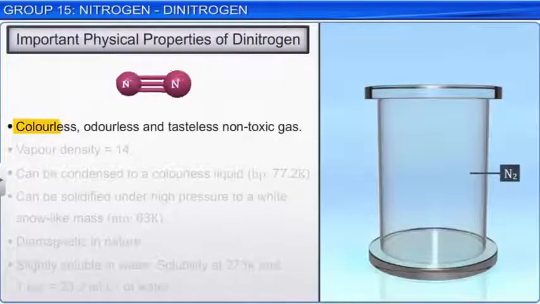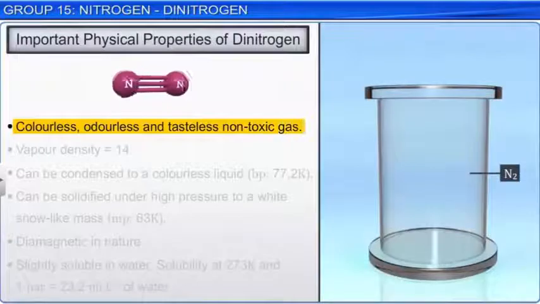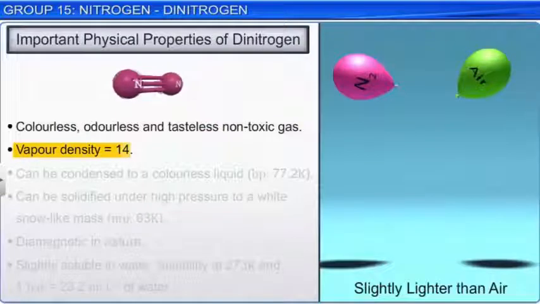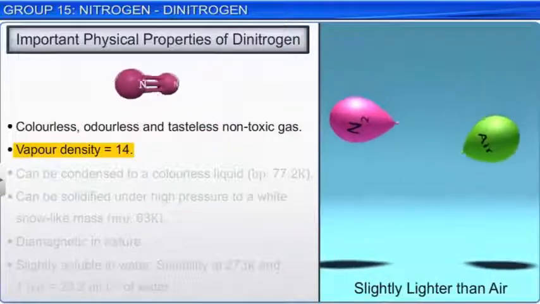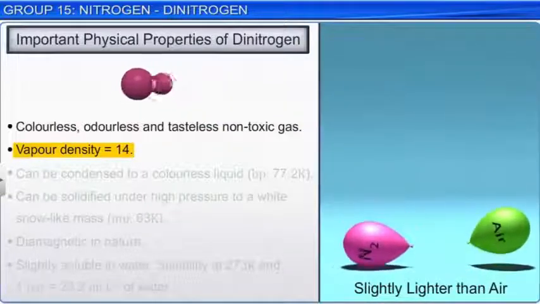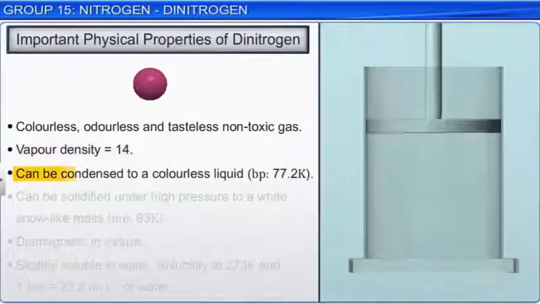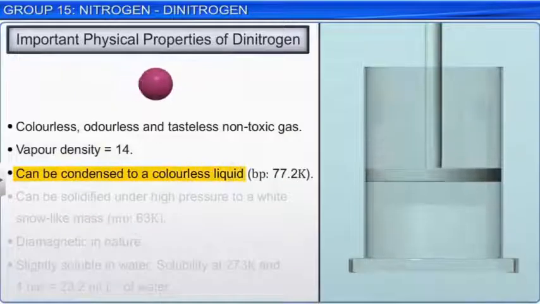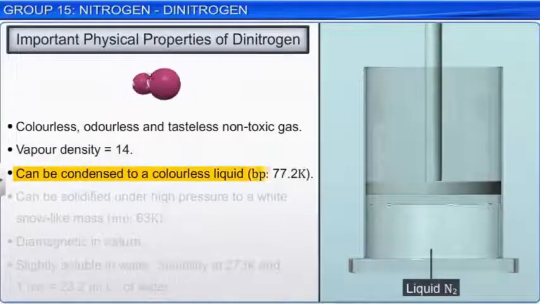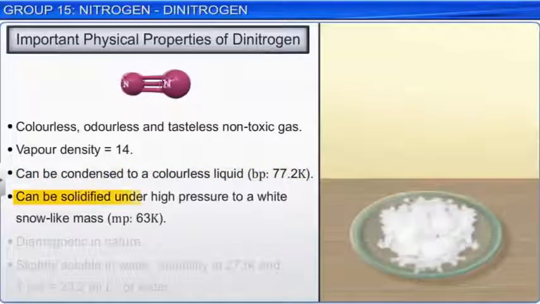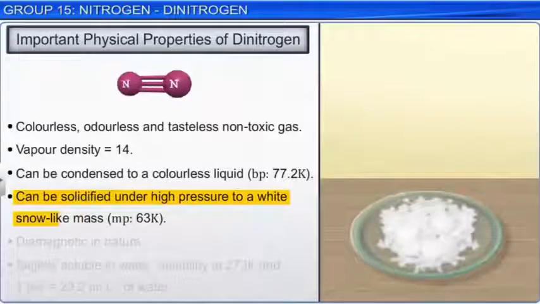Dinitrogen is a colorless, odorless, and tasteless non-toxic gas. Its vapor density is 14. Hence, it is slightly lighter than air. It can be condensed to a colorless liquid that boils at 77.2 Kelvin and can be solidified under high pressure to a white snow-like mass that melts at 63 Kelvin.